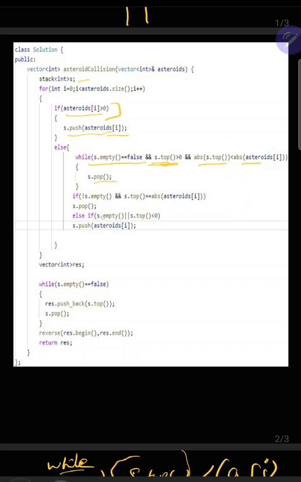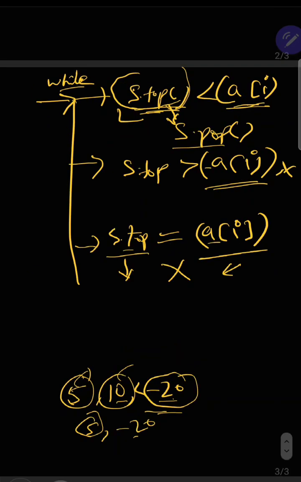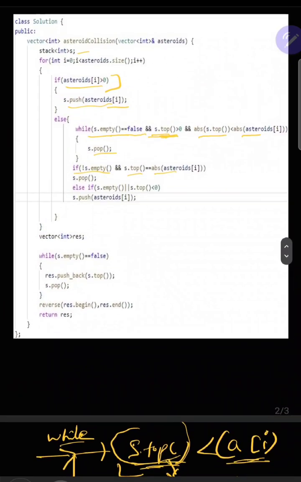After popping all, we will check if our stack is not empty and our stack top, as I discussed, if both are of equal magnitude, then we will pop that one, and we will not add the upcoming asteroid also, because both have the same magnitude, so we will explode both.